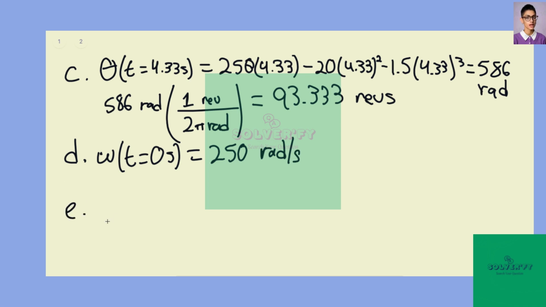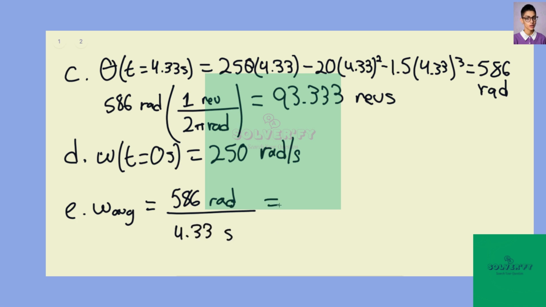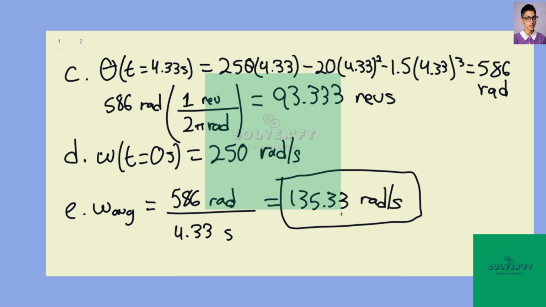And then E asks us to find the average angular velocity, which would be simply 586 radians over that time of 4.33 seconds. So this is going to be simply 135.33 radians per second. This would be your average angular velocity in that 4.33 second time span. And that's the end of the solution.